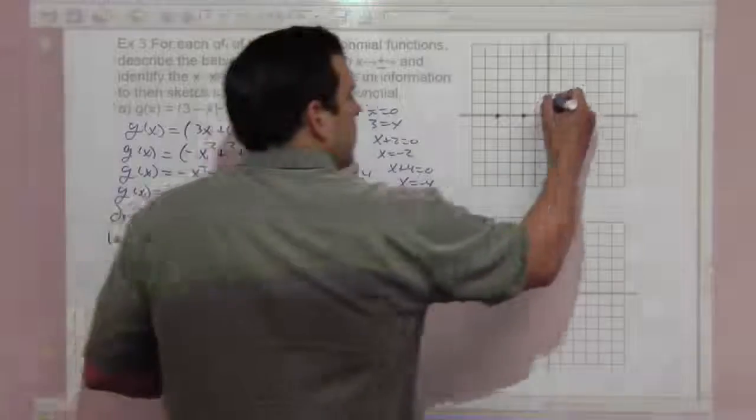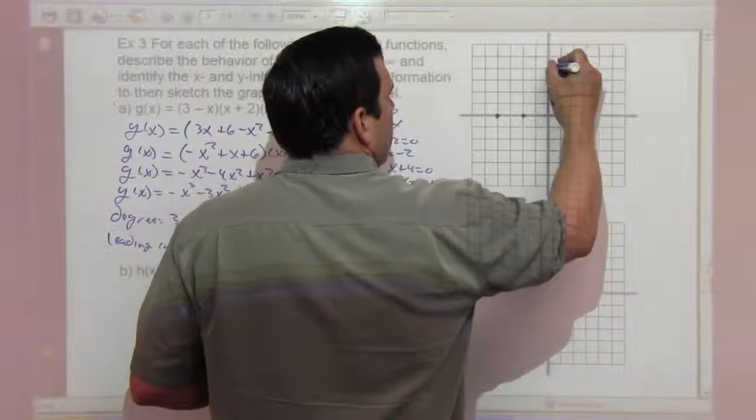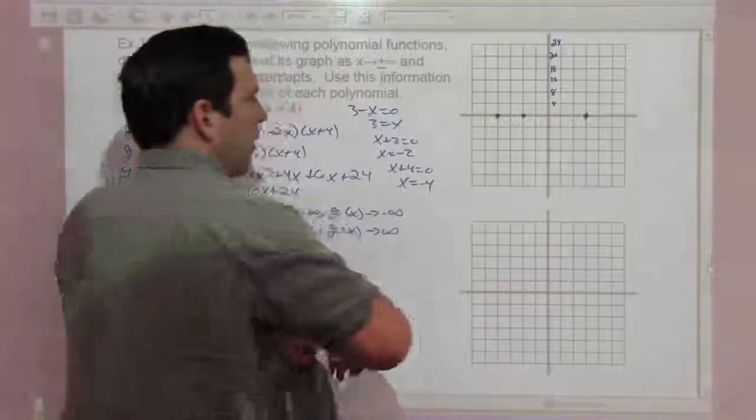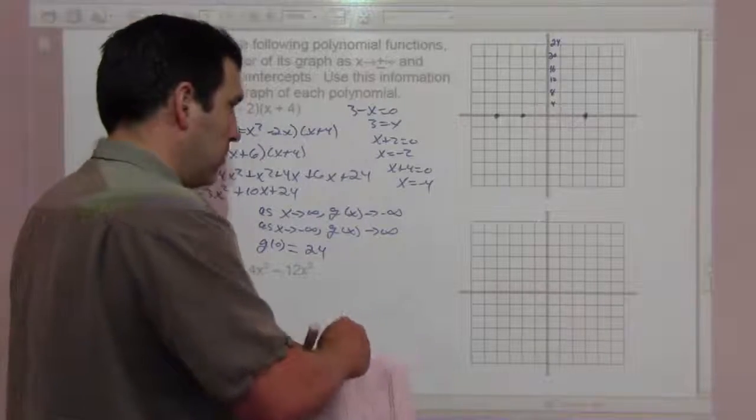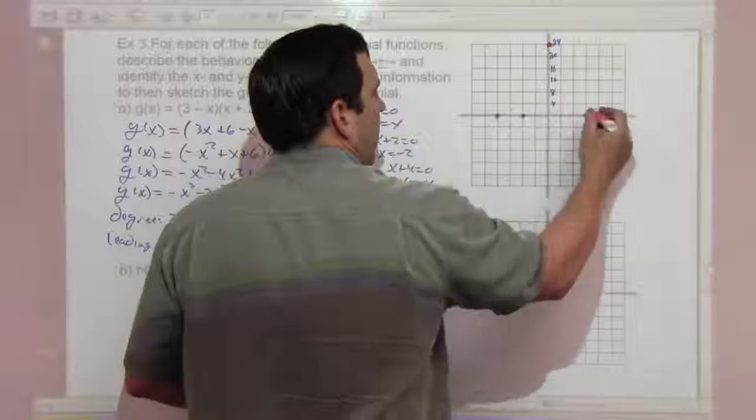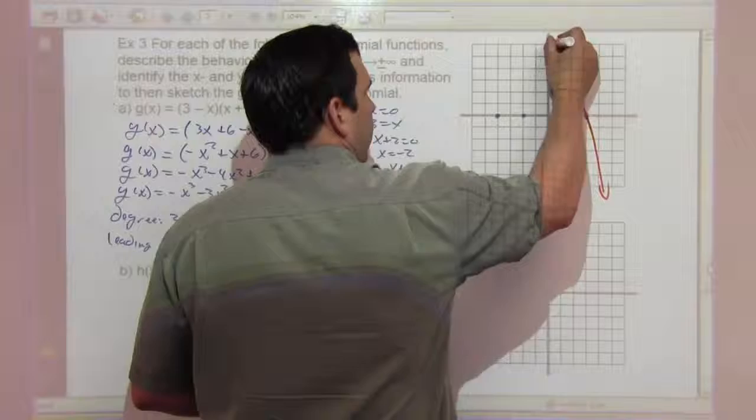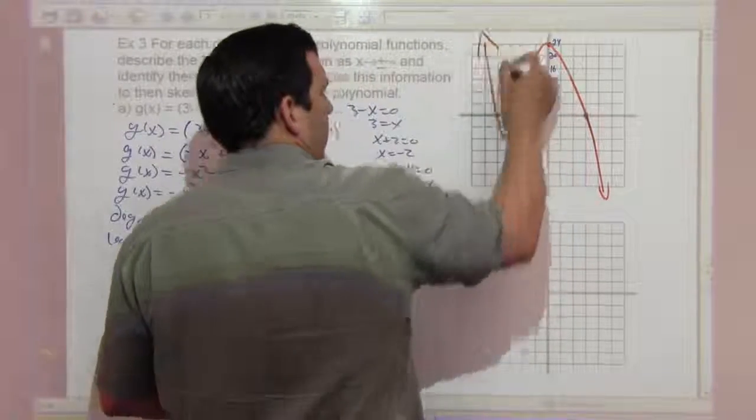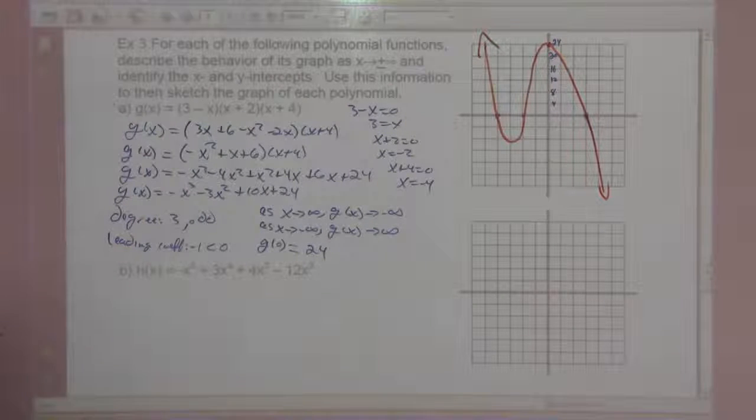So if I scale this, 4, 8, 12, 16, 20, 24. We can plot this out. We know it has a y-intercept of 24. We have the x-intercept. It's going to be going down that way, going up to 24, coming back down, and going back up. And there is our graph.